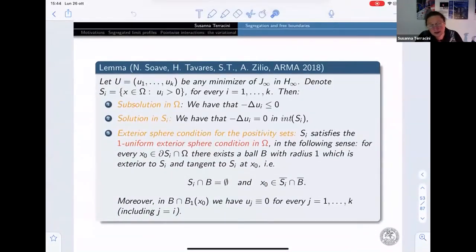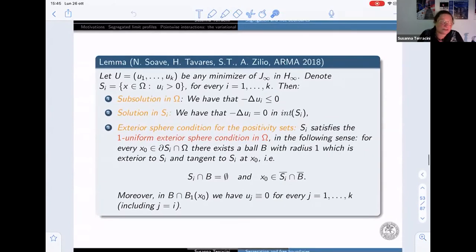And in fact, this turned out to be a bit harder problem than we expected. So we were able in this paper to find some properties. But in fact, many aspects remain open. Well, at first, if we take this minimizer, we can say that each component is subharmonic, and it is a solution in the interior of the positivity set, as I is a positivity set for the ith component. And then here comes the first good news: the positivity set satisfies a uniform exterior sphere condition in omega in a reasonable sense.